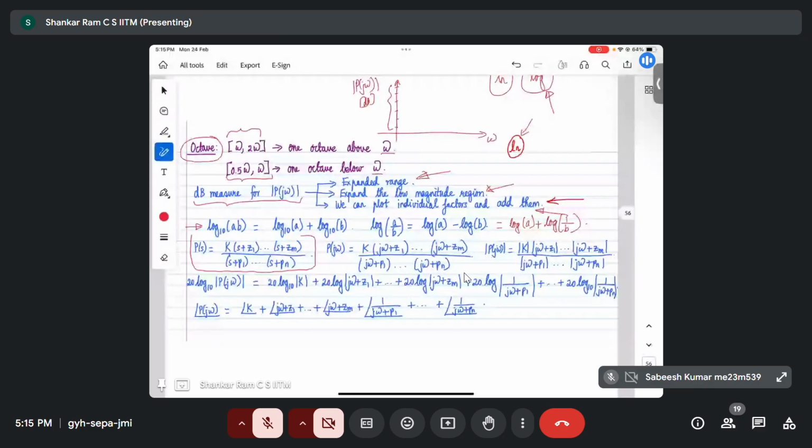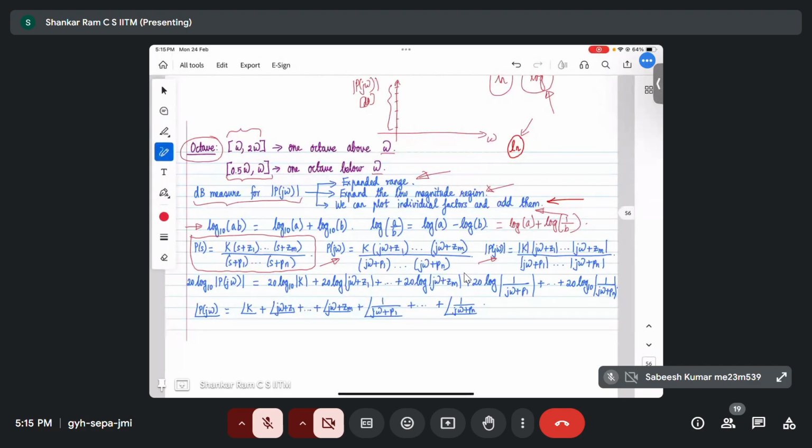Please remember our plant transfer function. In general, it is written this way, right? Or even our open loop transfer function, for example. So now, when you and I substitute s equals j omega, we get this. So obviously the magnitude of P of j omega will be the product of the magnitudes of the individual factors.